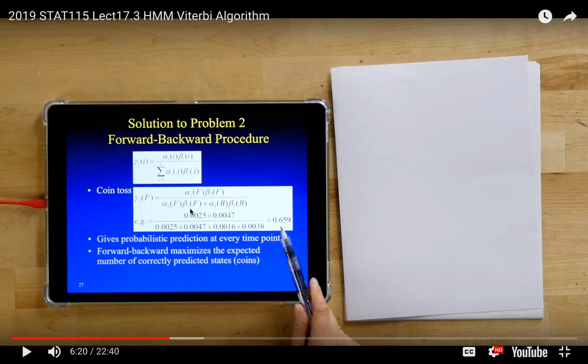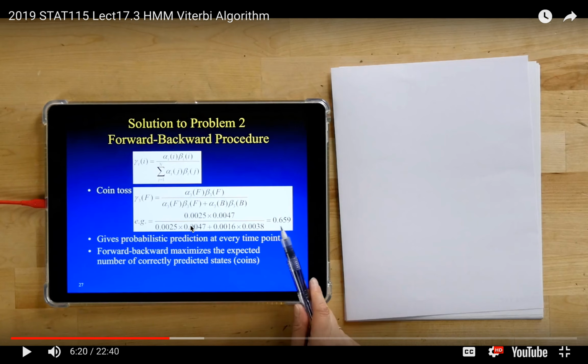So just another interpretation about this equation, what does this gamma f refer to? Well, at this specific location, at this specific time point, which is time 3 here, you made a prediction about the hidden state f. So this number is actually the chance that you made the correct guess, which means the real hidden state has 65% chance of being correct for that specific loci.